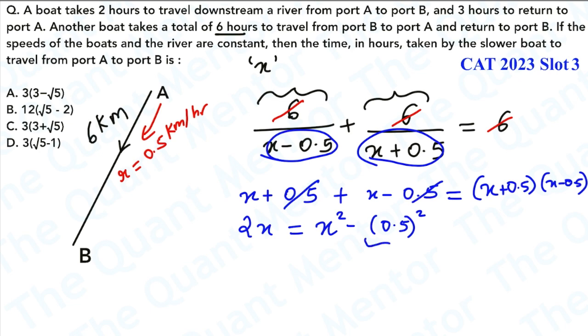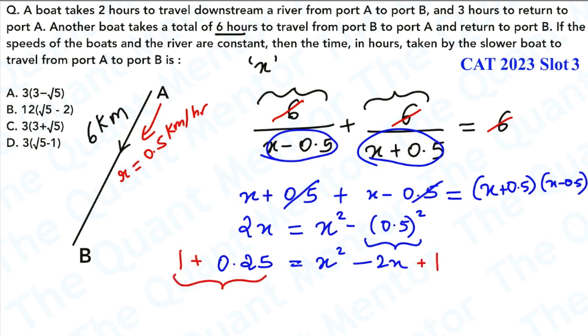So the 0.5 square is 0.25. I can take 2x from the left hand side to the right hand side. I'll get x square minus 2x. Okay. And the next step is I will just add 1 to both sides. Now, once I do that, the left hand side will become 1.25.